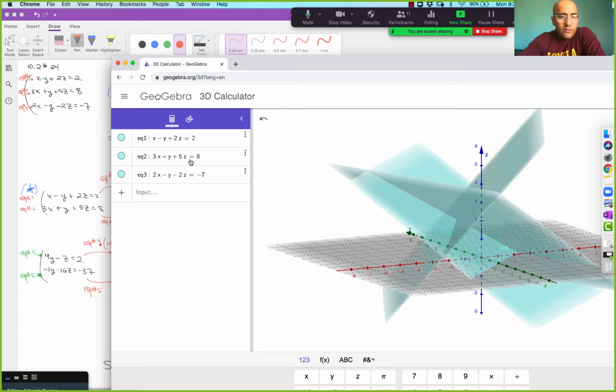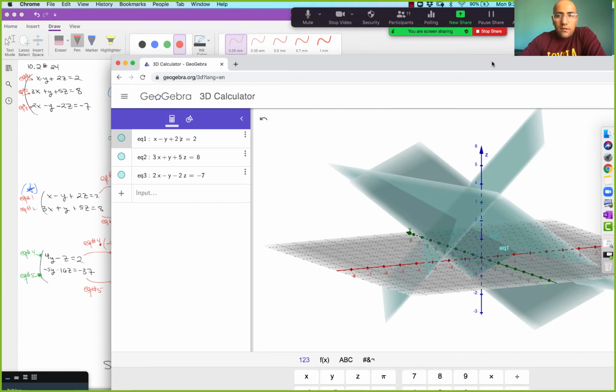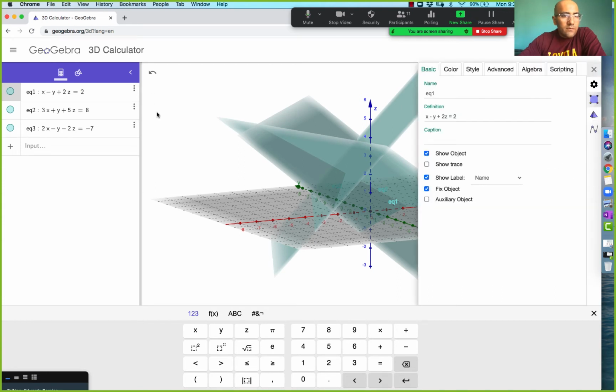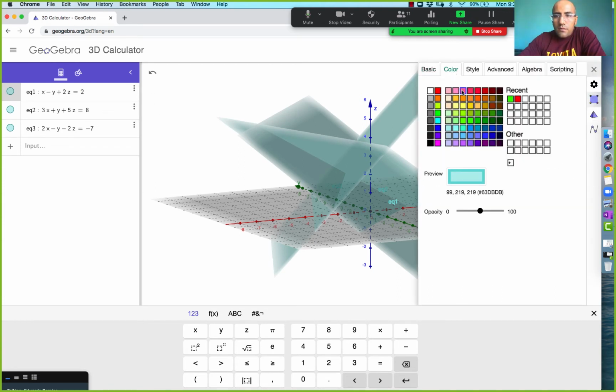And they're all blue, so let's change that. How do we change that? Settings, color, one of the reds. You can stay blue, you can stay green, one of the greens. There we go.